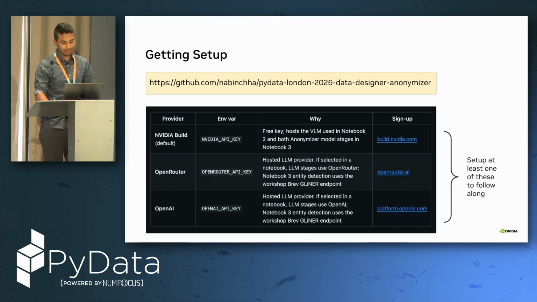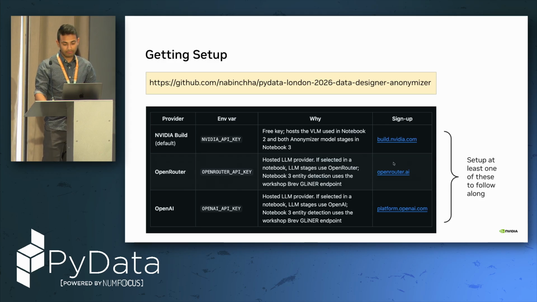While we do that, the other thing we need for this exercise are a couple of API keys. These are the ones this repository is set up to work with. There's an NVIDIA API key. You can get one for free from build.nvidia.com. It's free, but with a caveat that it's rate limited. So it's good for small scale experimentation. It's not really meant for production scale data generation.